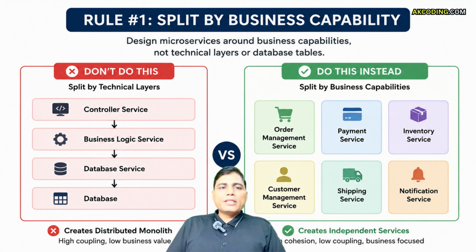For example, the order service should understand things like create order, cancel order, confirm order, calculate total order amount, track order status. The payment service should understand authorize payment, capture payment and refund payment. Each service should represent a meaningful part of business capability, right?